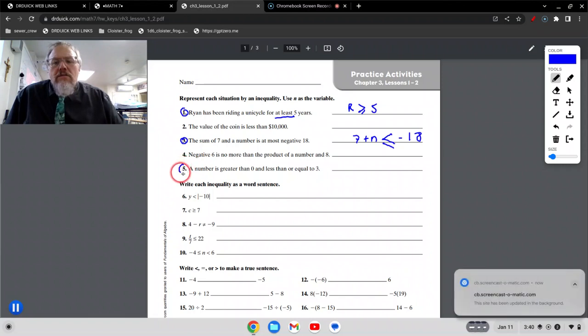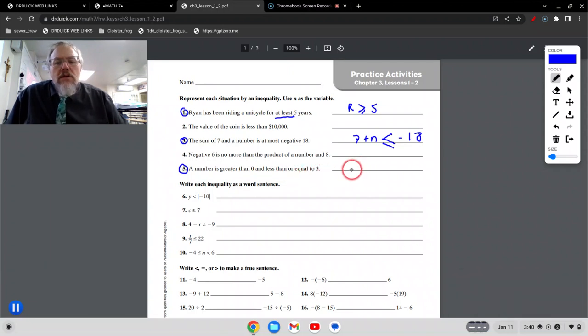Number 5. A number is greater than 0 and less than or equal to 3. So 0 is less than n. This is tricky. But then it's less than or equal to 3. All right, that makes sense, right?